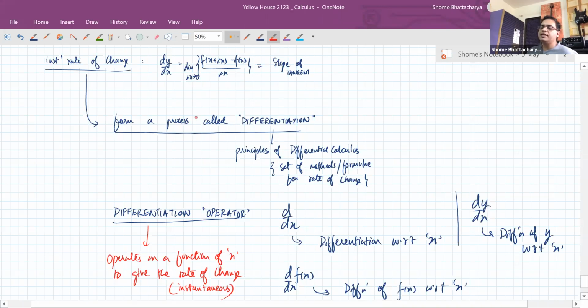So instead of doing all that algebra, we just use that operator. Once we learn the rules and formulae related to this operator, we can directly apply it, and it will give us the instantaneous rate of change.